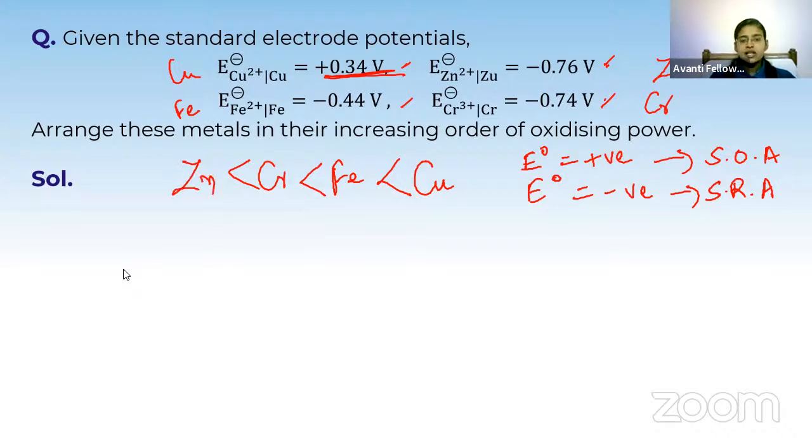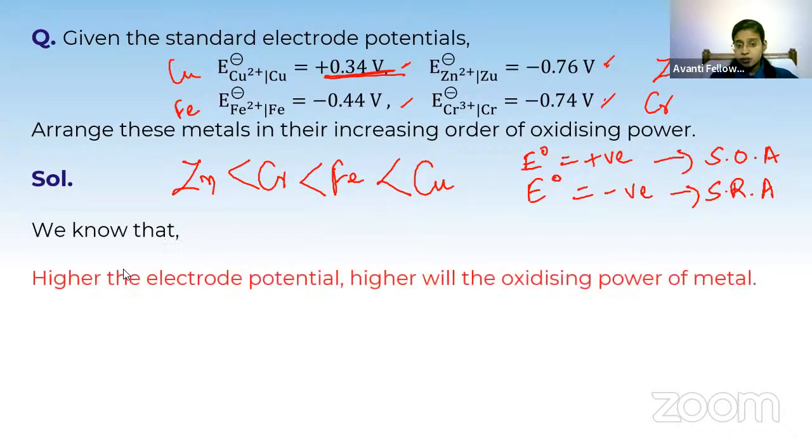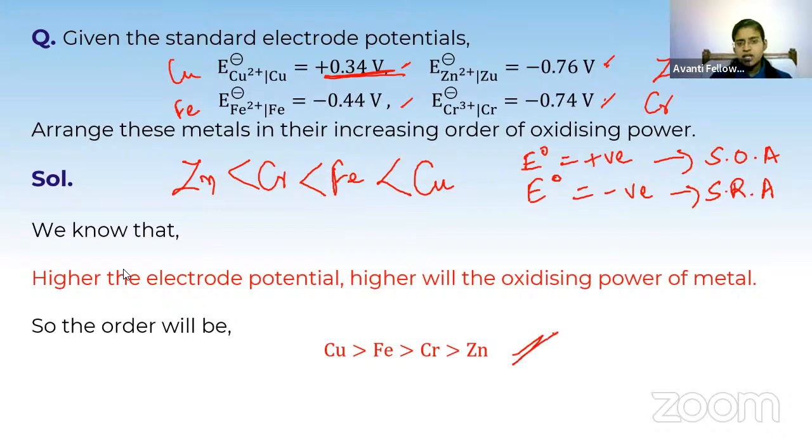We know that higher the electrode potential, higher will be the oxidizing power. So copper is more oxidizing compared to iron, then chromium, then zinc. So this is the decreasing order of oxidizing power. This is the increasing order of oxidizing power. But anyway, both orders are correct.